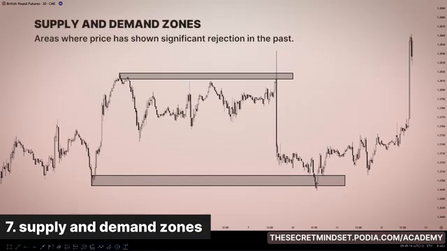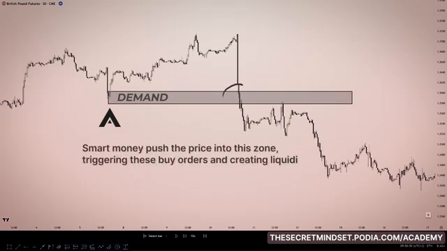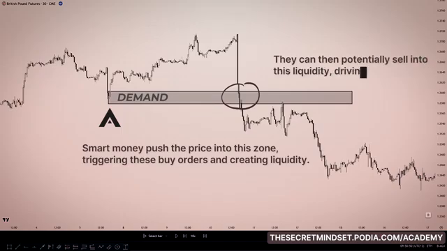These are areas where price has shown significant rejection in the past, and these zones are prime targets for smart money manipulation. Smart money know many traders place their orders around them. For example, many traders might place buy orders at a strong demand zone. Smart money might push the price into this zone, triggering these buy orders and creating liquidity. They can then potentially sell into this liquidity, driving the price even lower.